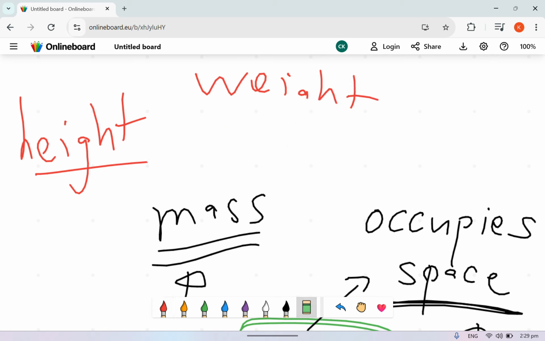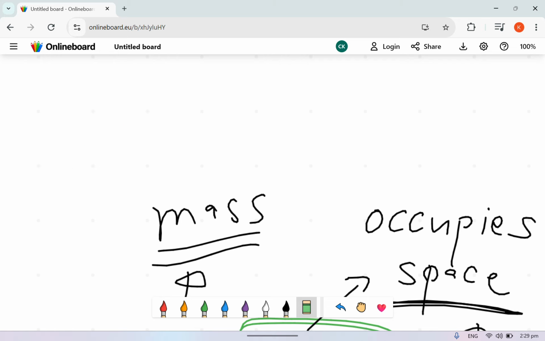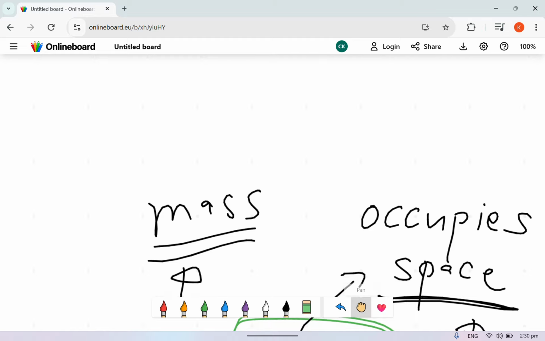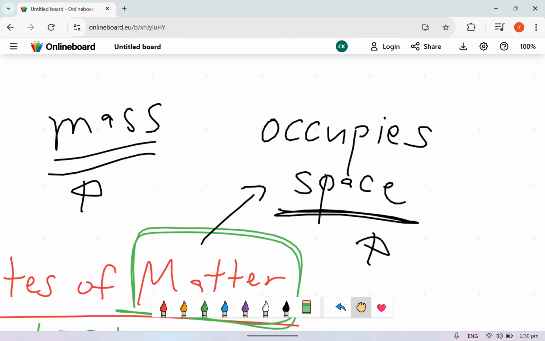Because weight is the gravitational force. Mass is the same whichever planet you're on. But weight is defined by the gravitational pull in newtons, on how strong the force is. So if you go on the moon, it won't be that strong. So the weight will be different, but mass will be the same every time. But anyway, it must have mass and it occupies space.